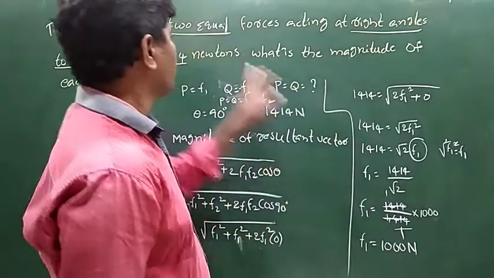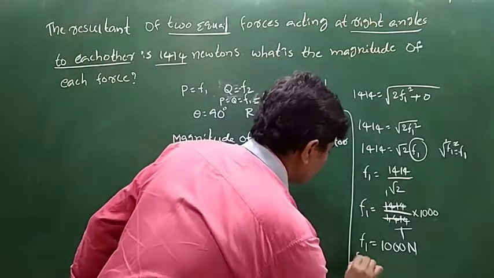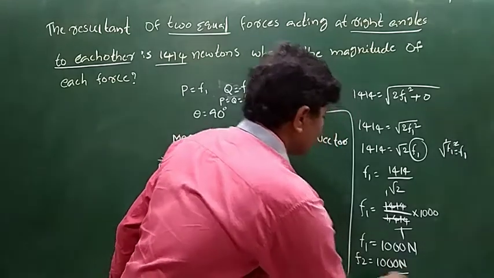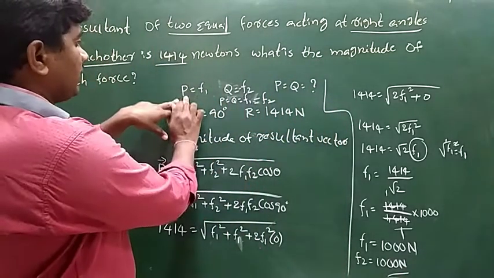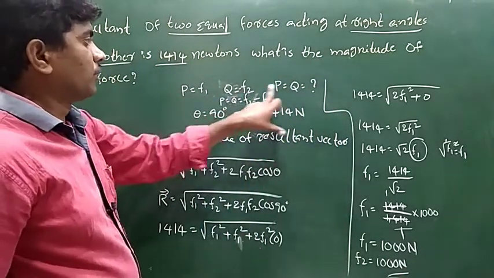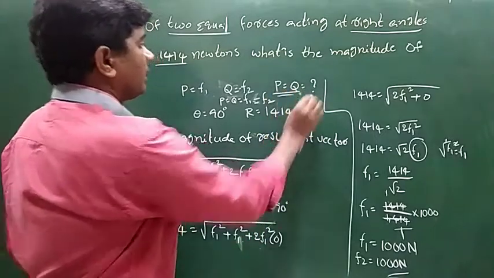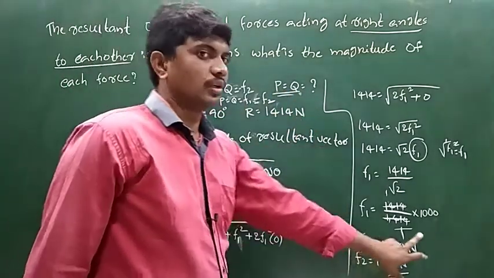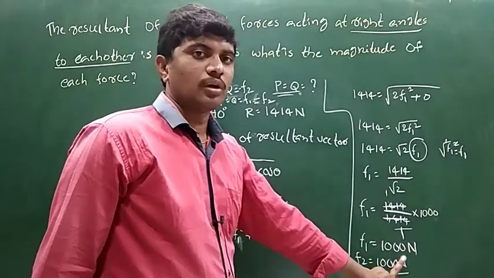Next, F1 equal to F2. Therefore, F2 is equal to 1000 newtons. Repeat once again. P is equal to F1, Q is equal to F2. P is equal to Q. The two forces are equal. Therefore, F1 equal to F2. To find the value, F1 is equal to 1000 newtons and F2 is equal to 1000 newtons.